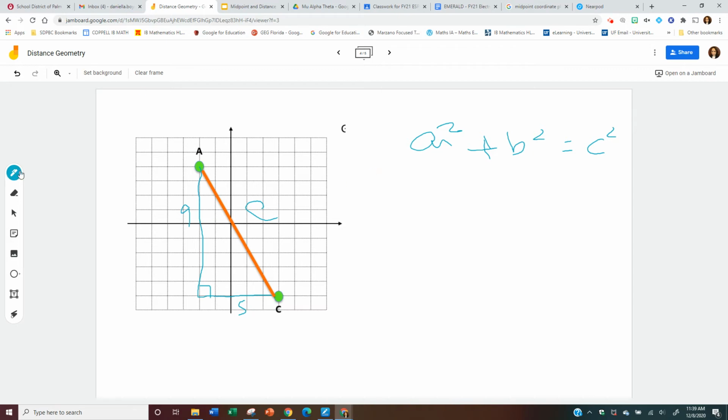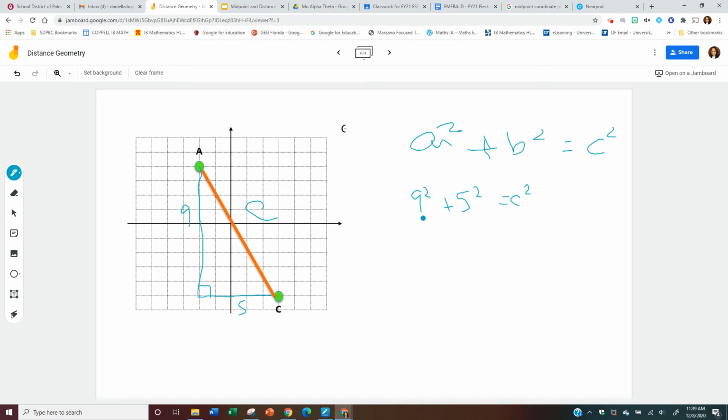Okay, so let's actually do the math here. So a and b don't really matter. You can call one of them a, the other one b. So we're going to do 9 squared plus 5 squared equals c squared. Okay, so here's where we got to know our multiplication tables at some point.